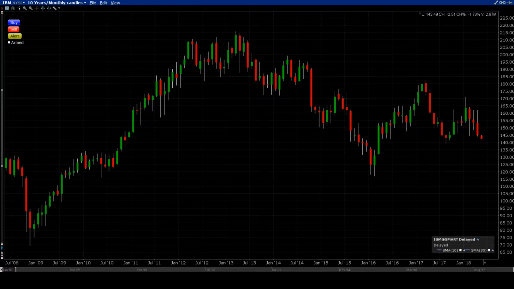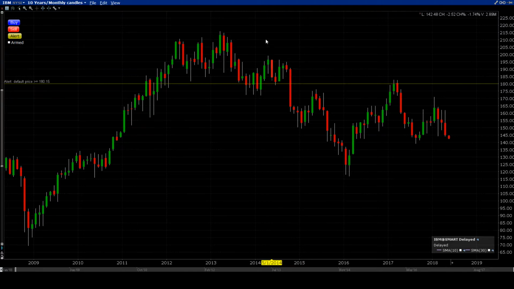IBM. All right, don't have to tell you what that ticker's for. New York Stock Exchange. And IBM, I got a few alerts today. Let's check out the monthly candle chart. Look at that. Top.